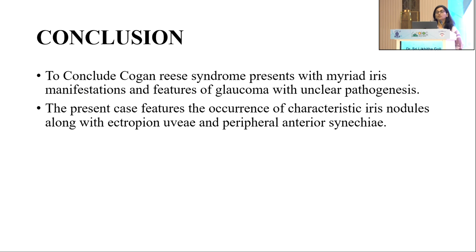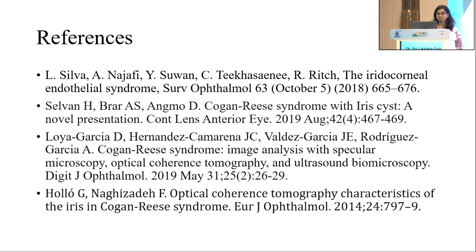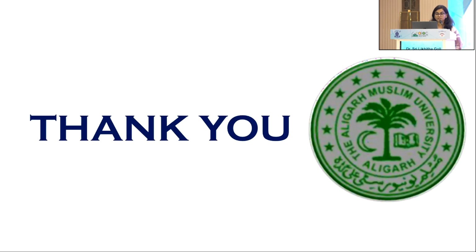Conclusion: to conclude, Cogan-Reese syndrome presents with myriad iris manifestations and features of glaucoma with unclear pathogenesis. The present case features the occurrence of characteristic iris nodules along with ectropion uveae and peripheral anterior synechiae. These are my references. Thank you.